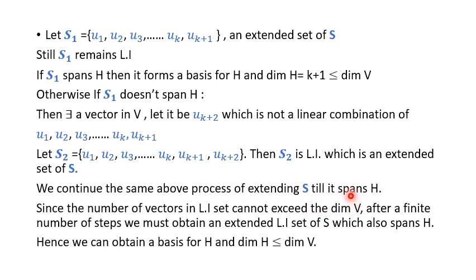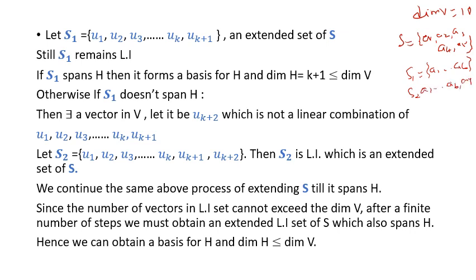Suppose dimension of V is equal to 10, and I have S with 5 vectors, A1, A2, A3, A4, A5. These are Li. Then I will add one vector A6. S1 will have all up to A6. If this spans, then this is a basis. Otherwise, I will add one more vector, A1 up to A6, A7. Then how long can I add? I can add A8, I can add A9, I can add A10.